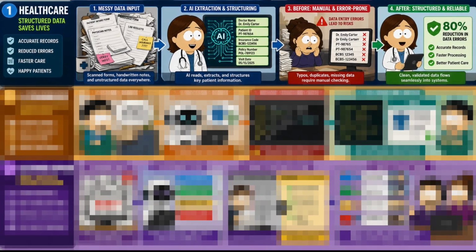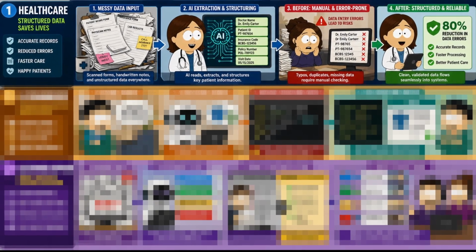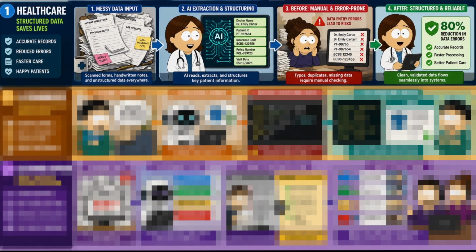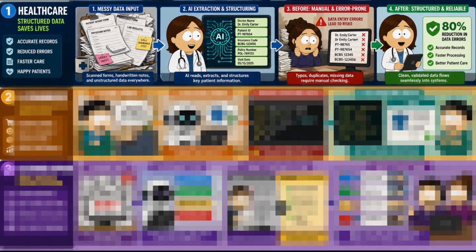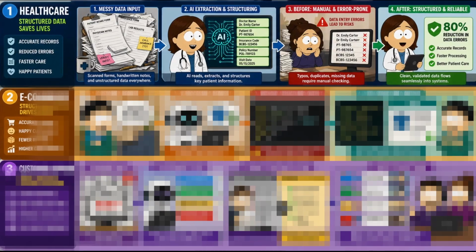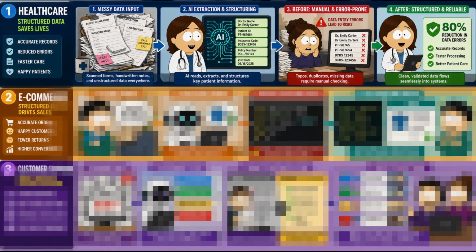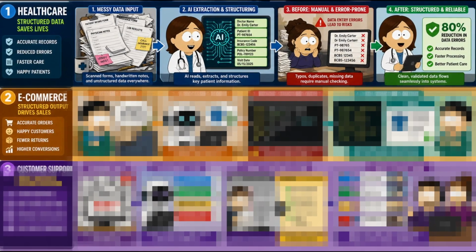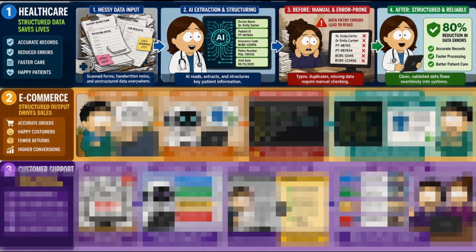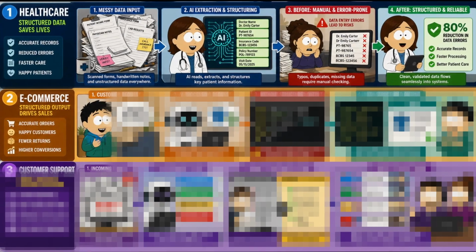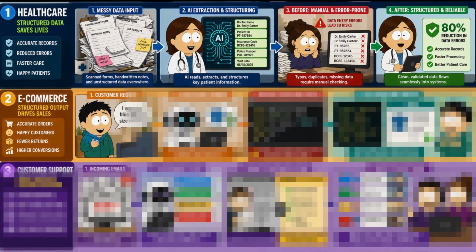With structured outputs, the AI returns a guaranteed valid JSON object and it goes straight into the database. No manual checking, no errors. One healthcare system cut their data entry errors by 80% just by using this approach. That's real money and that's real time saved.